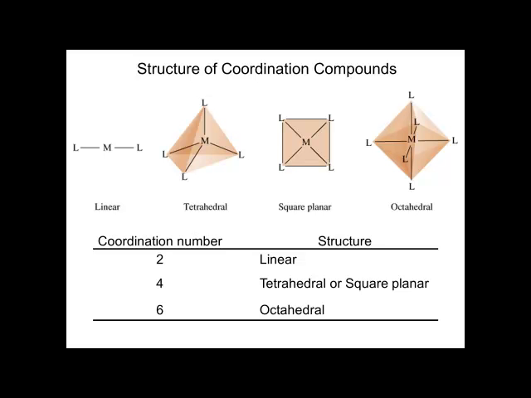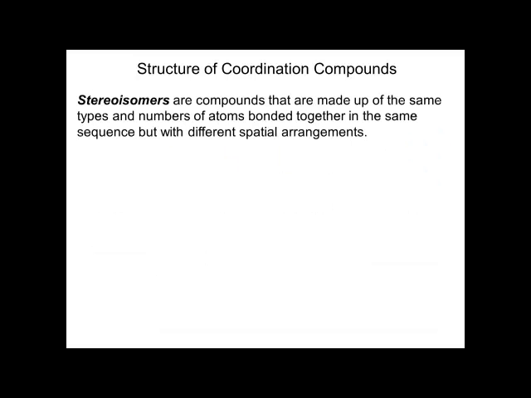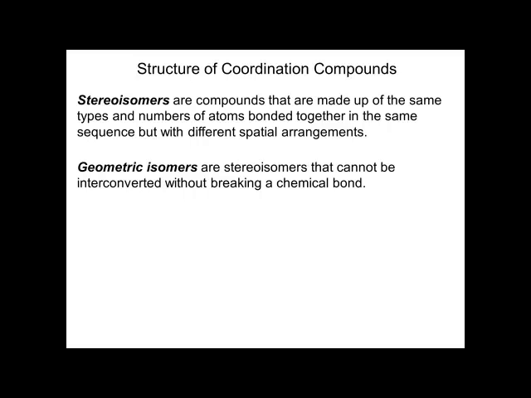Structures of coordination compounds can be linear with a coordination number 2, tetrahedral or square planar with a coordination number 4, and octahedral with a coordination number 6. Stereoisomers are compounds that are made up of the same types and numbers of atoms bonded together in the same sequence but with different spatial arrangements. Geometric isomers are stereoisomers that cannot be interconverted without breaking a chemical bond.